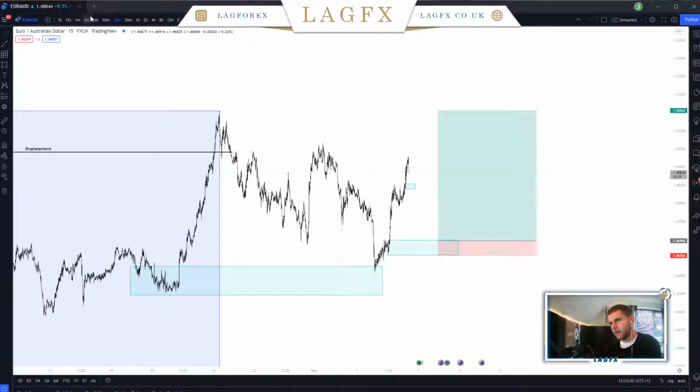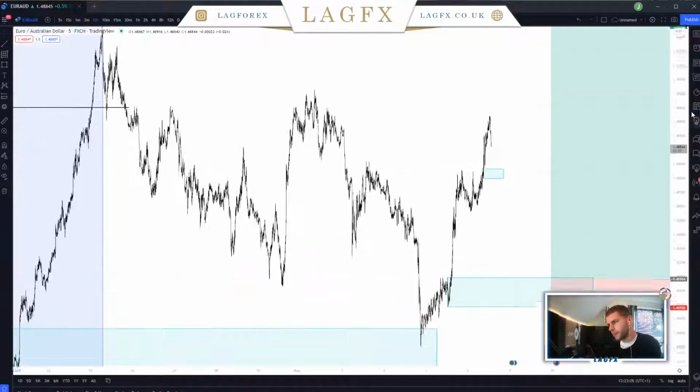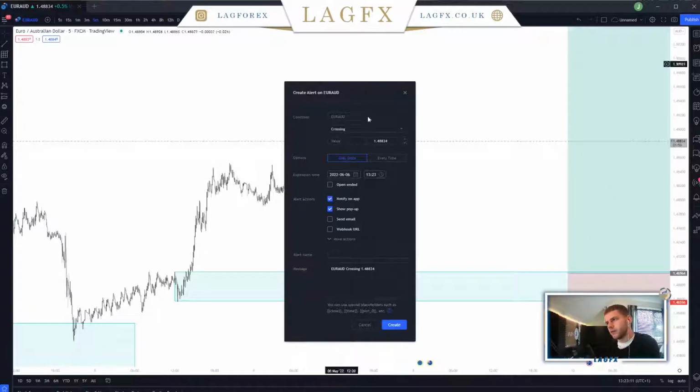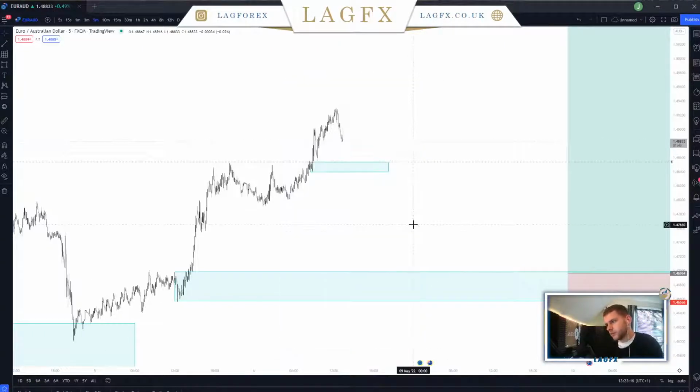So we'll place our first alert down at this zone, which we're looking at 1.485. I believe that's right on the zone, yeah. And then we'll place our other one at this level, which is 1.4695.